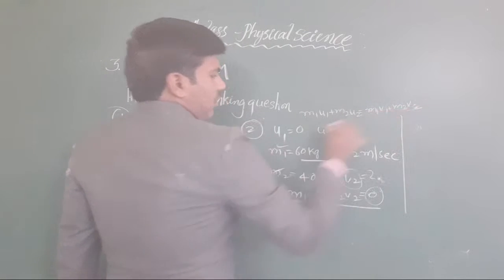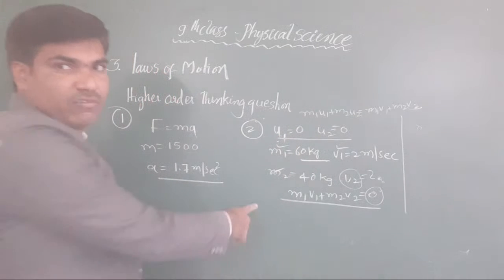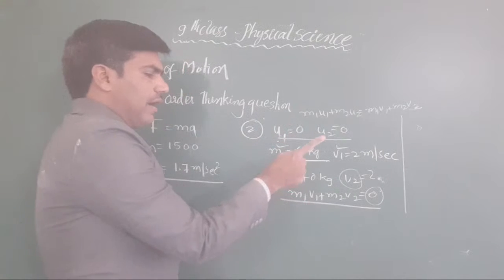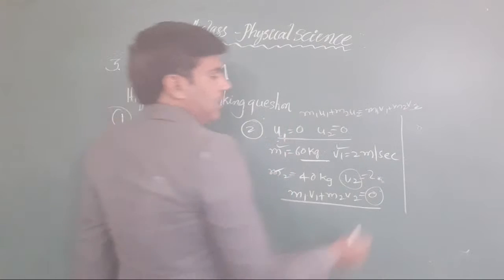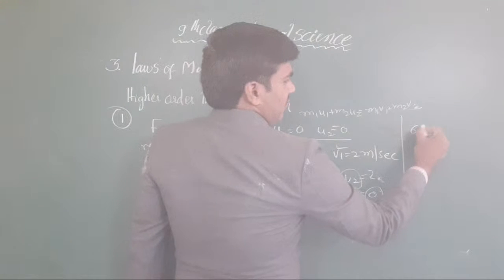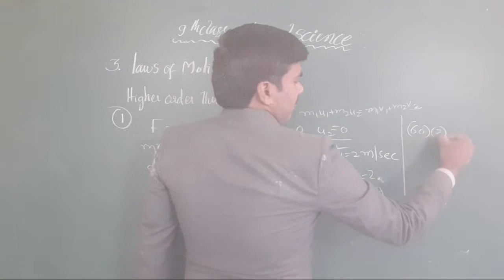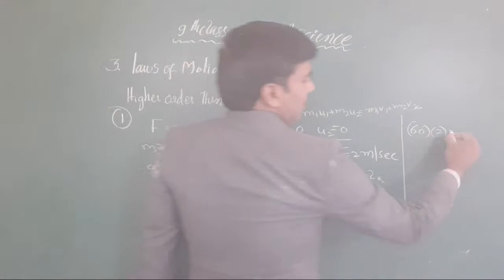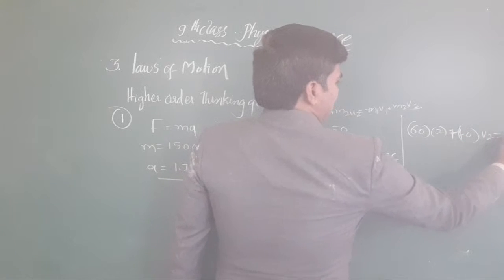From this one, when you substitute u1 and u2 equal to 0, you get this formula. You have to substitute m1, m2 and v1. Now what is that m1? m1 is 60 kg, v1 is about 2 here. And m2 you know very well, that is 40. What we require is v2.